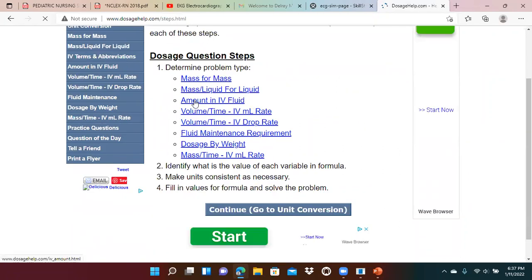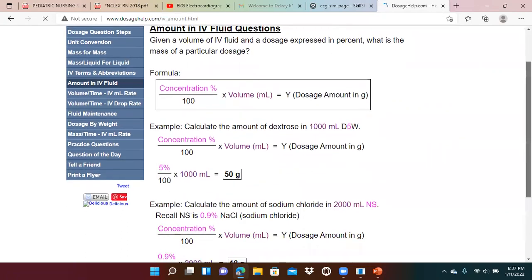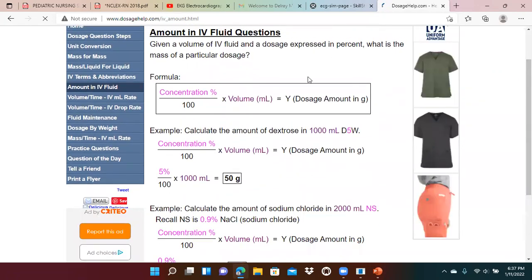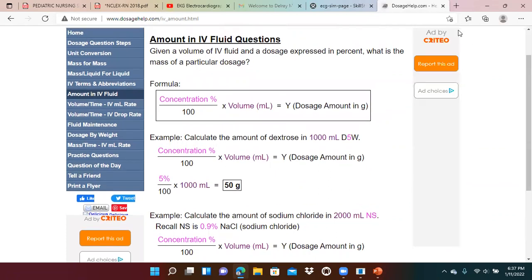So now I'm going to show how to calculate the amount of IV fluid. Given a volume of IV fluid and a dose expressed in percent, what is the mass of a particular dosage? Let me recap it. This is the formula we use, amount of IV fluid. So given a volume of IV fluid and a dosage expressed in percentage, what is the mass of a particular dose?